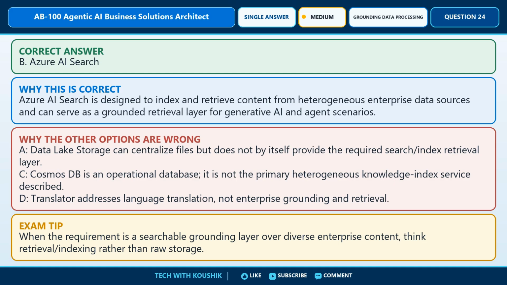Use this elimination rule in the exam. When the requirement is a searchable grounding layer over diverse enterprise content, think retrieval/indexing rather than raw storage.